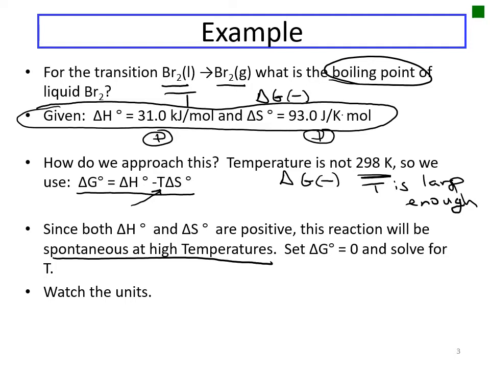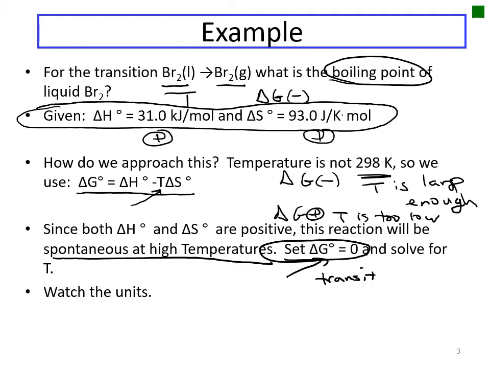So what are we going to do? We're going to set delta G equal to 0 and solve for T. Why? Because if the temperature is large enough, delta G is negative. If delta G is positive, that means the T is too low. And delta G equals 0 is the transition between not spontaneous and spontaneous, meaning that we're going to actually be finding the boiling point.